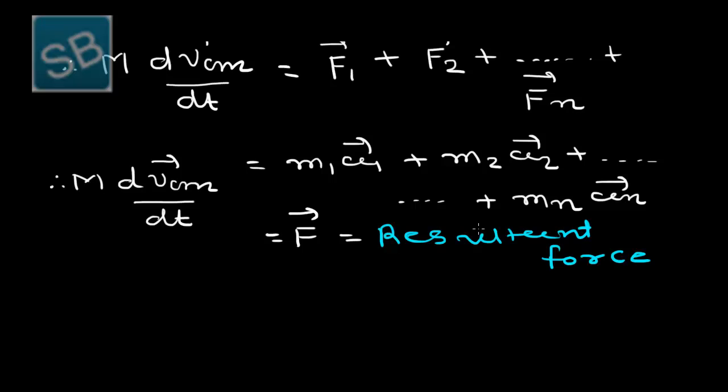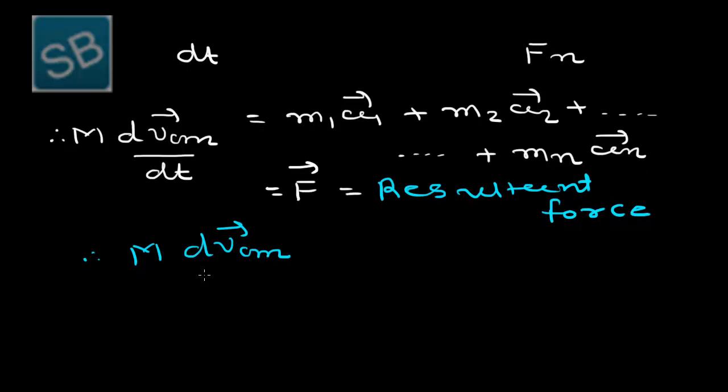Again, one more thing you should remember, that the equation M dV_CM by dt is equal to M into a_CM, which means this a_CM is the acceleration of center of mass of the system. So you can write in both these cases.